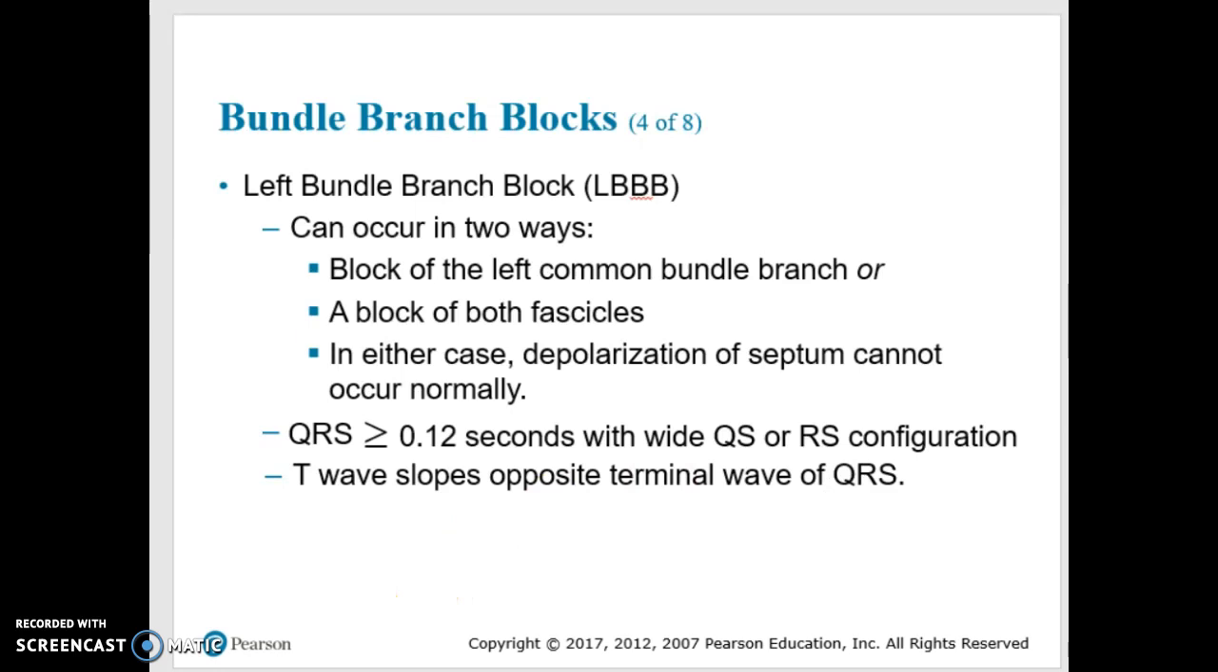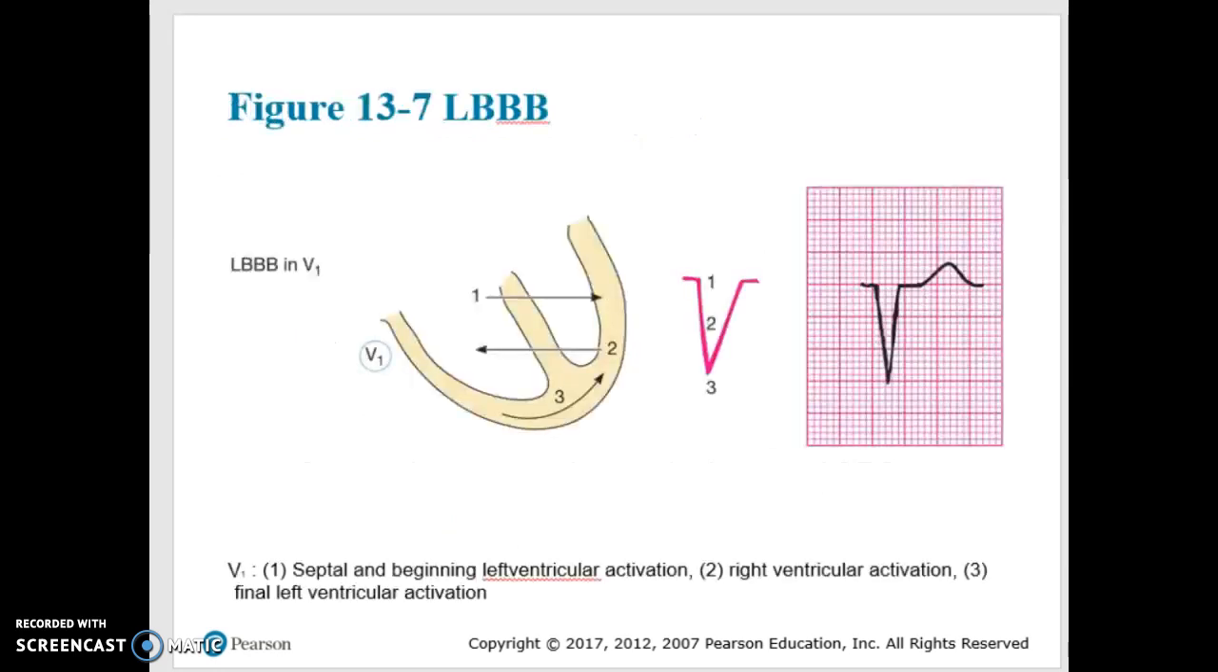So taking a peek here at the left bundle branch block, we'll see here where it talks about the QS or the RS configuration. This is just a bit different. You have the QRS, you don't have the R on R here, you have more of a straight Q to an S. You don't have any of your normal little deflections here that you would see on a regular strip.